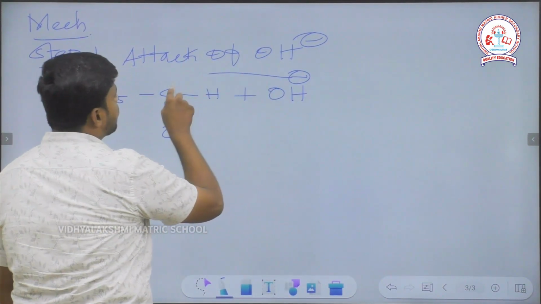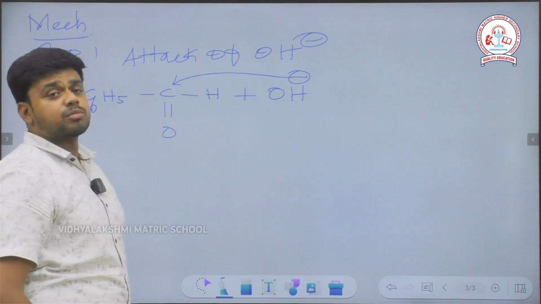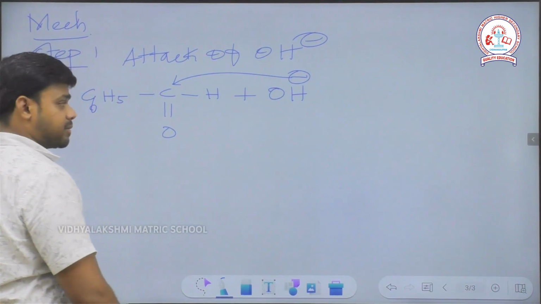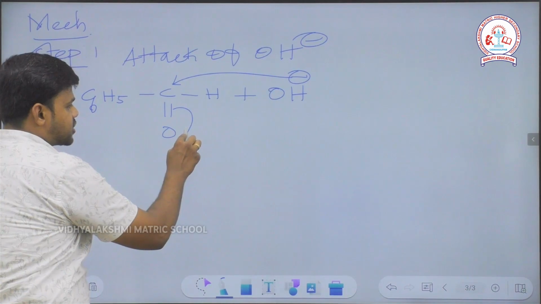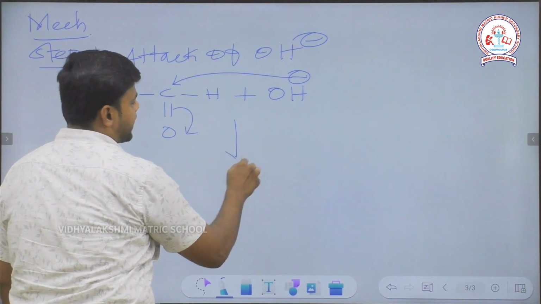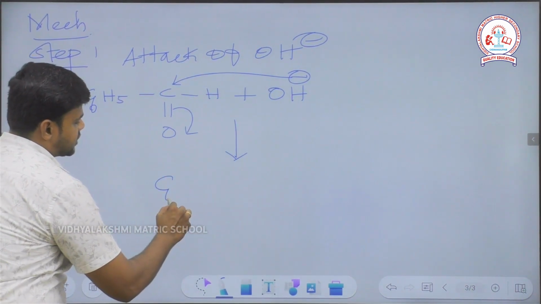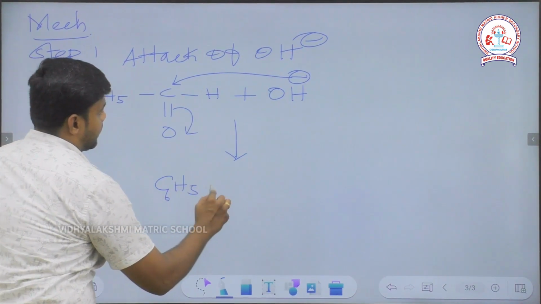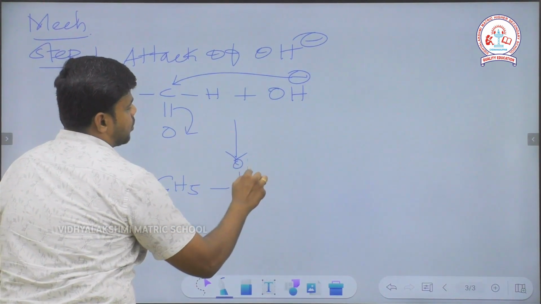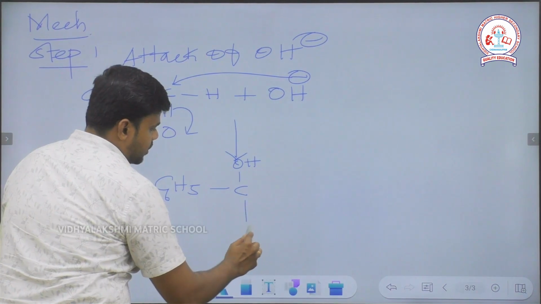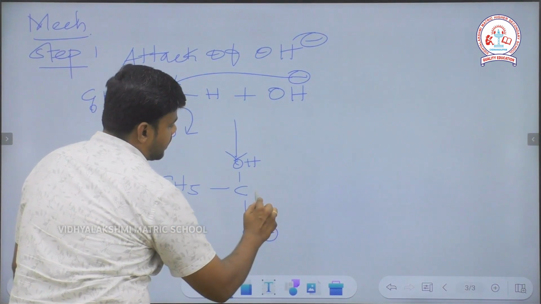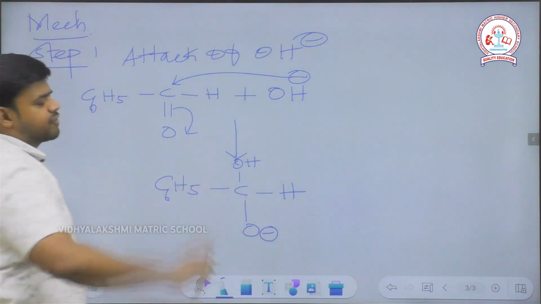So OH minus will approach this carbon. Since it forms a bond with the carbon, the valency of the carbon becomes 5. Obviously this bond will shift and exist as a negative charge over the oxygen. So C6H5, C, OH, then O minus, then H. So this is the very first step.